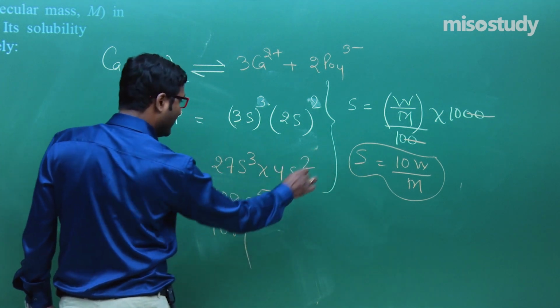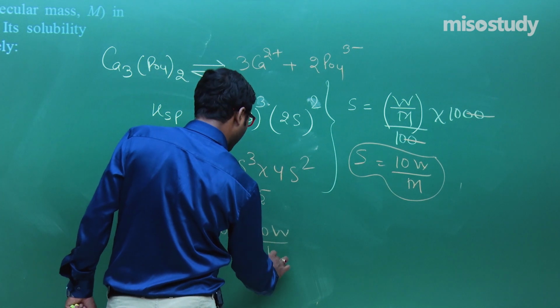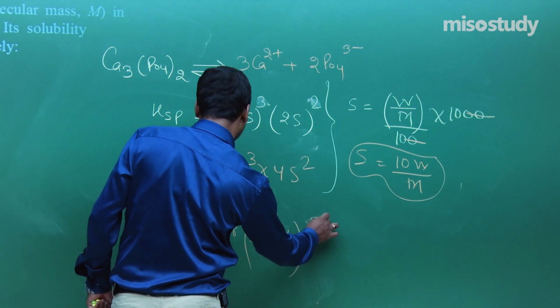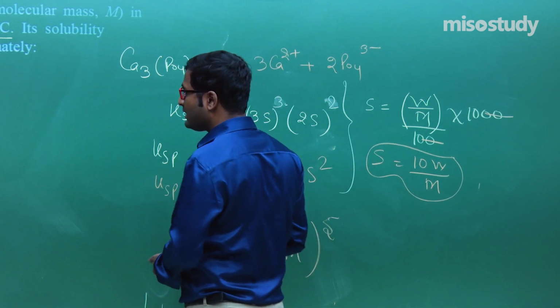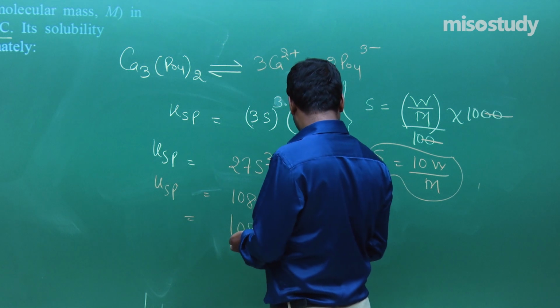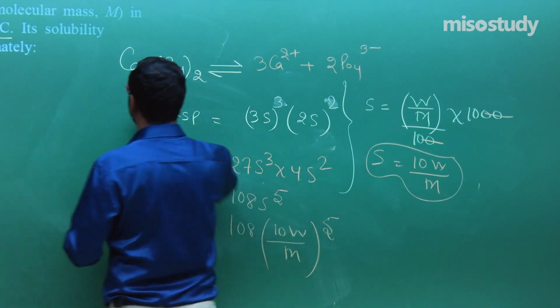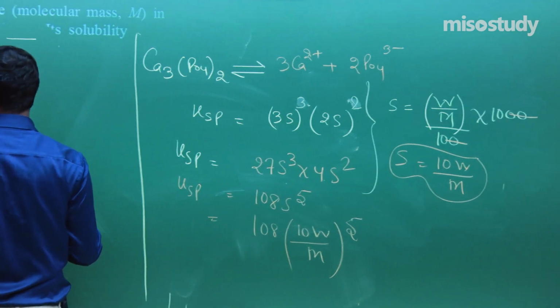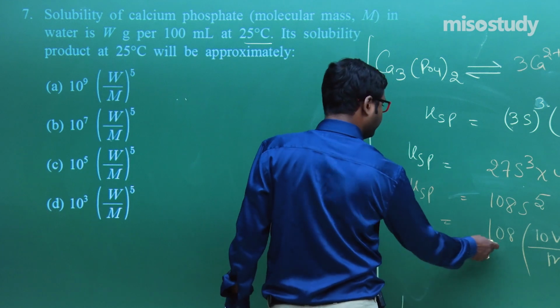What is the value of s? 10v upon m to the power 5. Clear? Is there any option? 10v, 108, almost 10v in 10 to the power 5. Wait for a moment. Check out. The option is 10 to the power 7, 5, 10v.